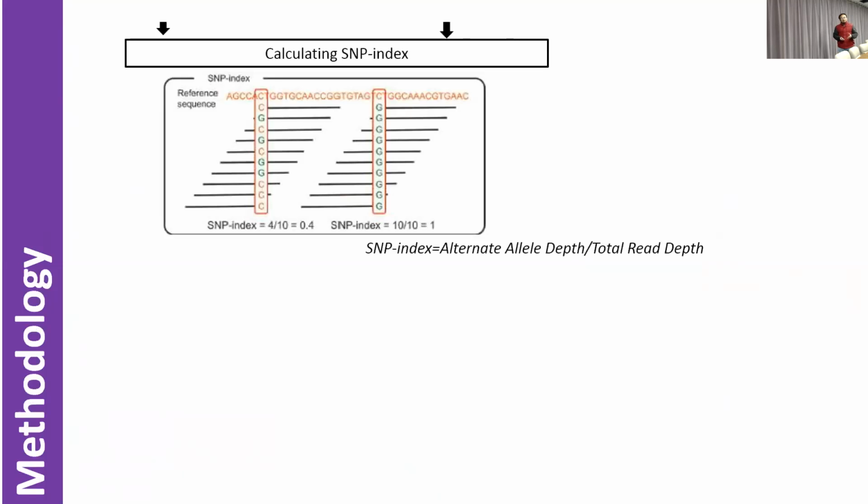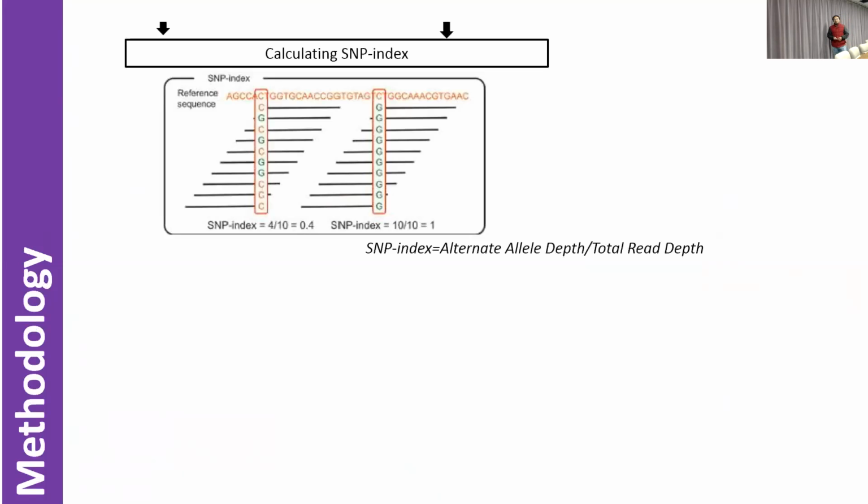So if we just regard them as a low bulk and high bulk, the first one we can see that almost 4 of the alleles are different than that of the reference sequence. So here the alternate allele depth comes to be 4 divided by 10, that is 0.4. However, in the next, what we consider as a high bulk, there we can see almost 10 of the alleles are different than that of the reference sequence. So here the alternate allele depth is 10, and when we divide that by total read depth, that is 10, that comes to be 1. So this is the way that we calculate the SNP index.